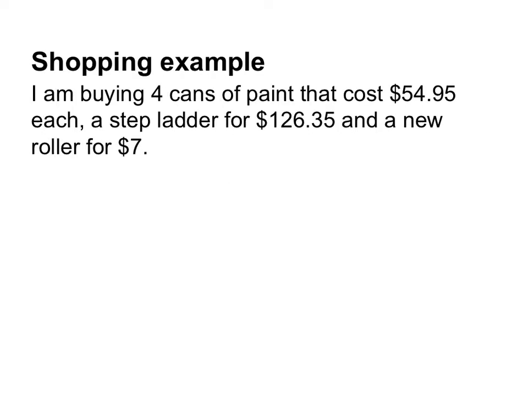So let's do a shopping example. You're going to paint a room. So you need to buy 4 cans of paint. They each cost $54.95. Kind of expensive paint. A step ladder that costs $126.35, and a new roller for $7. And you want to approximate how much this is going to cost. So pause this video and come up with an estimate. So something quick, something fairly fast, something that doesn't take too long and doesn't require a calculator, doesn't require a lot of writing.